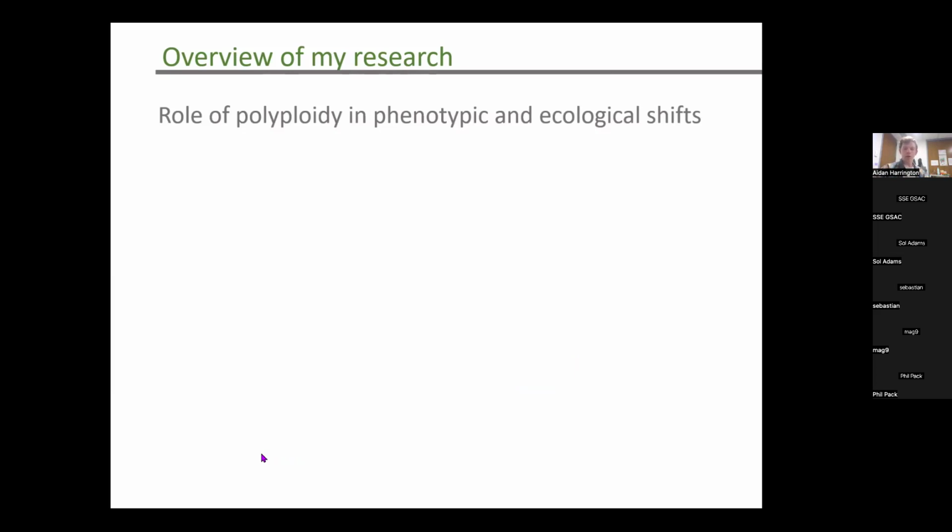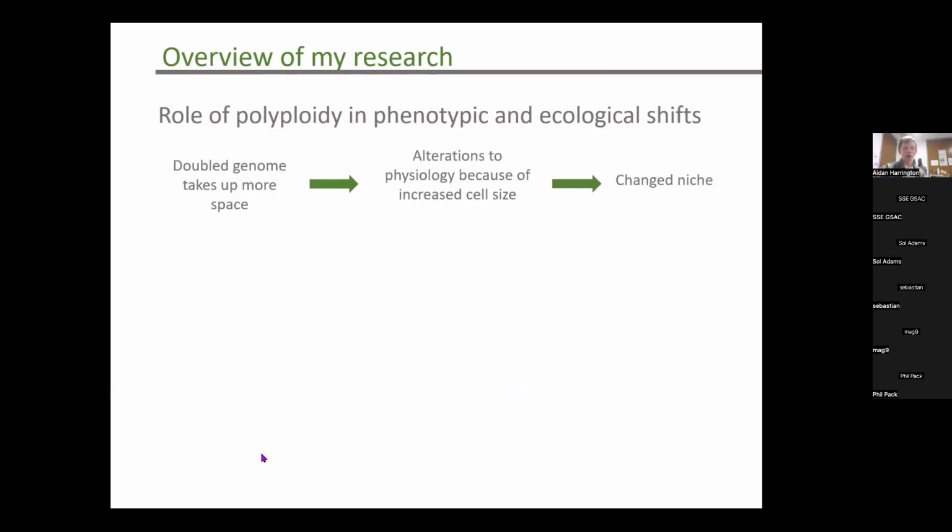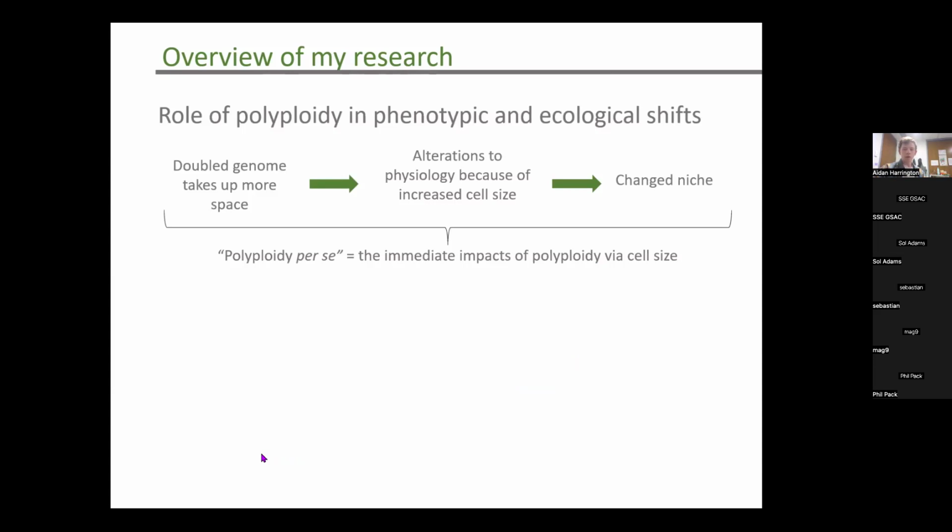But the role of polyploidy in these phenotypic and ecological shifts is actually tricky to figure out. Fundamentally, we don't really know whether changes in range or niche are driven directly by polyploidy, because they could have occurred potentially in a non-polyploid taxon, or were the result of evolution after the polyploid formed.